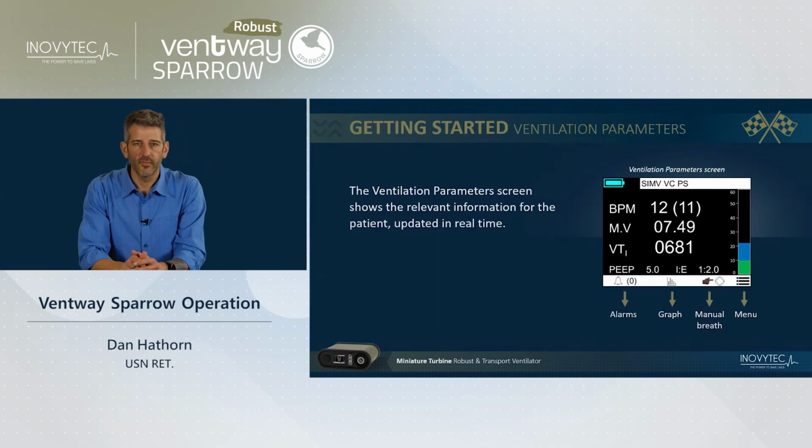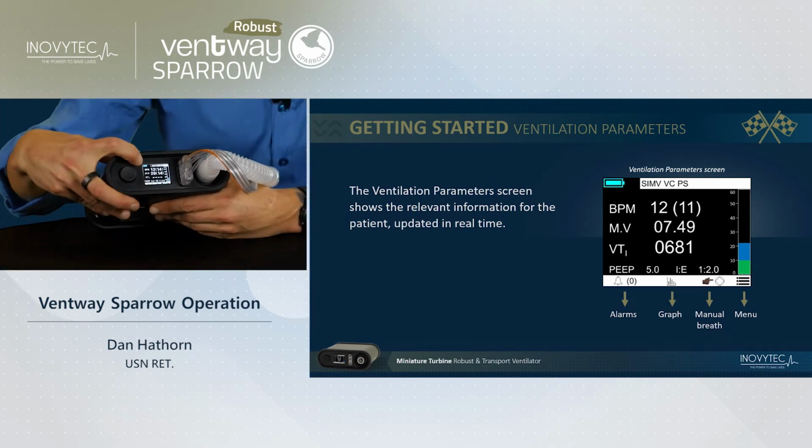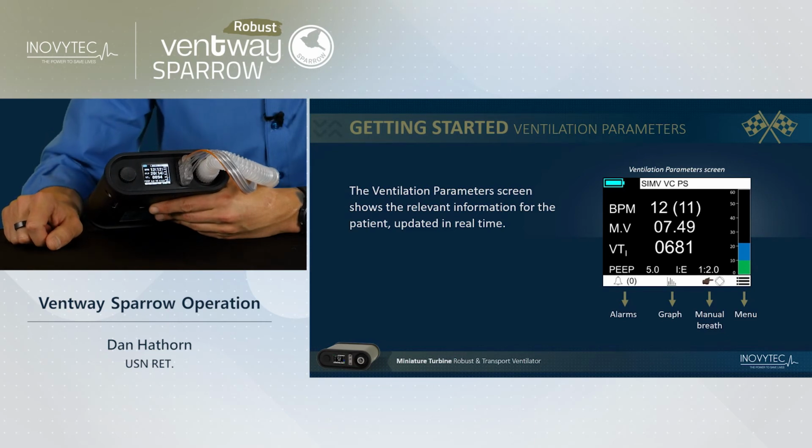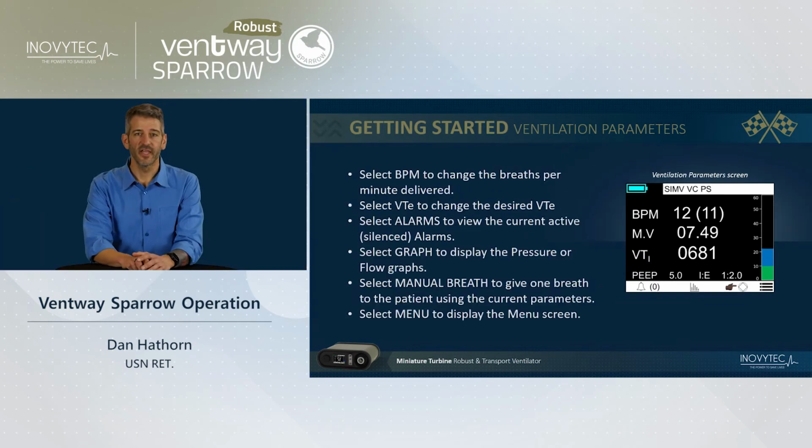The ventilation parameters screen shows the relevant information for the patient updated in real time. Here you'll see the ventilation parameters screen in real time. Select BPM to change the breaths per minute delivered. Select VTE to change the desired VTE. Select alarms to view the current active or silenced alarms.